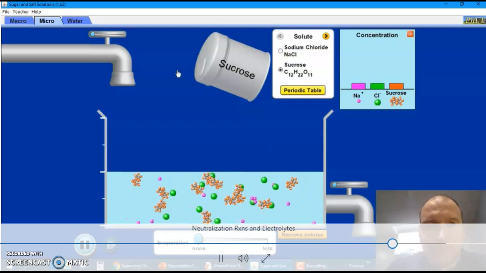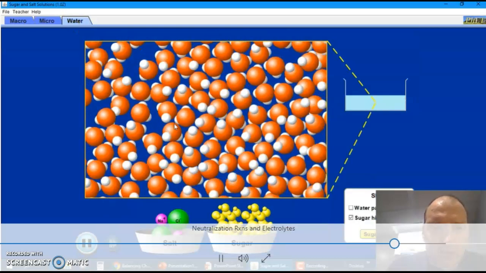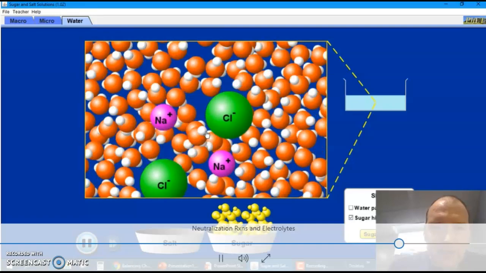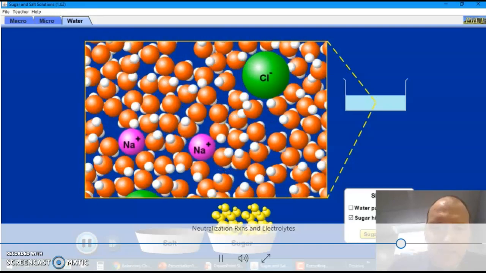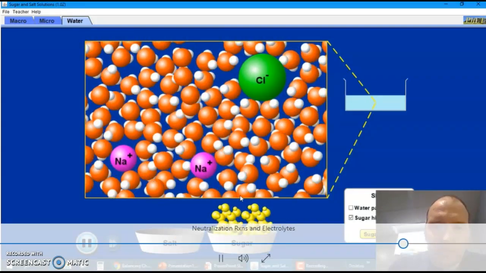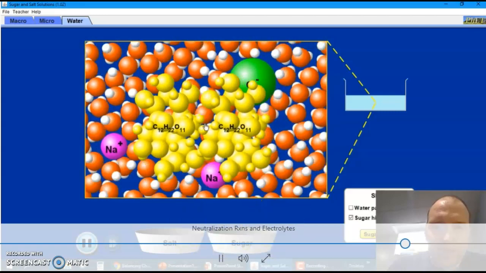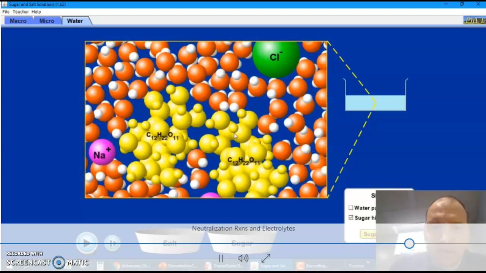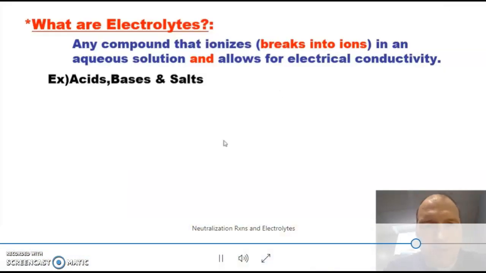All right, so at the water level view, just to give you a further idea. Here's NaCl, an ionic solid, going in and breaking into its ions. Then you go to your sugar molecules. Well, they just stay as sugar molecules. They do not break into different ions like the NaCl did. So just a little refresher of what it means that it ionizes in solution.